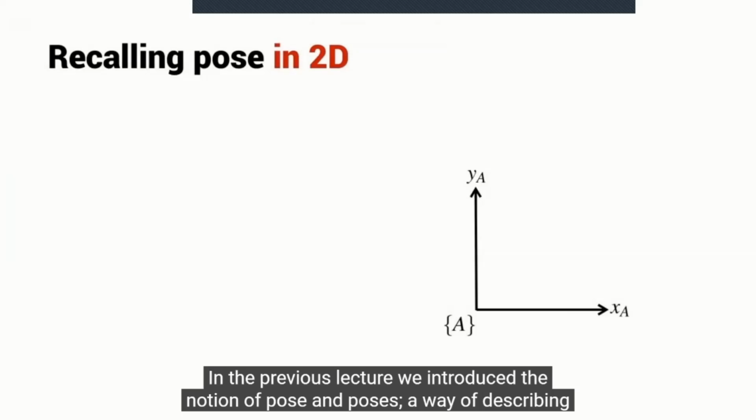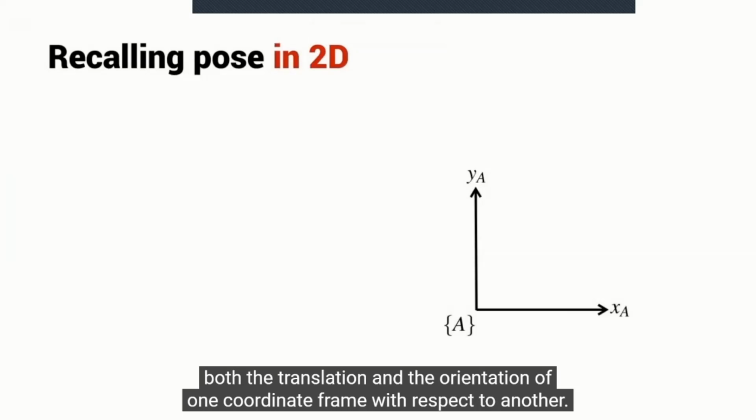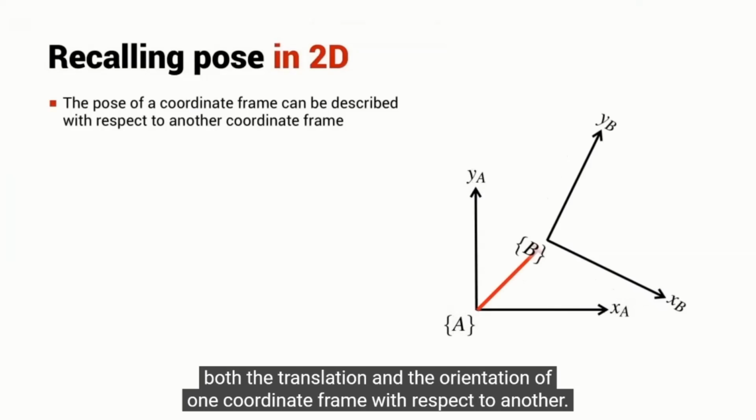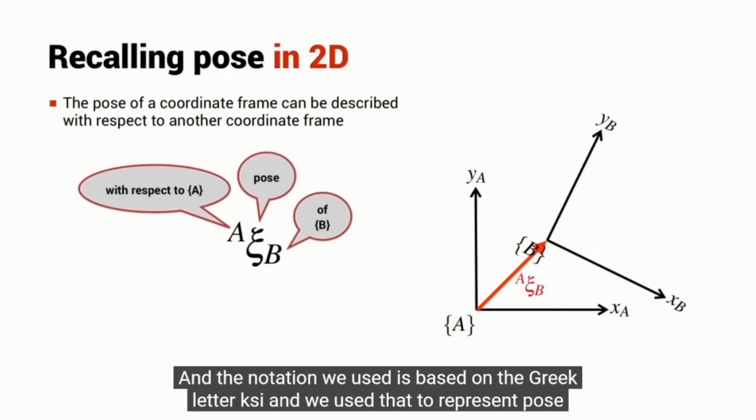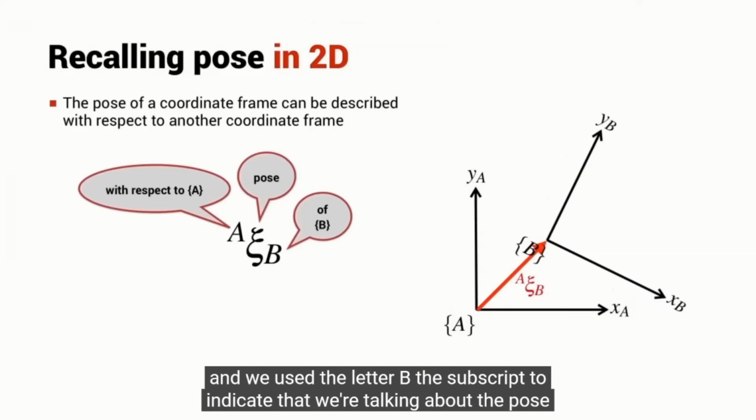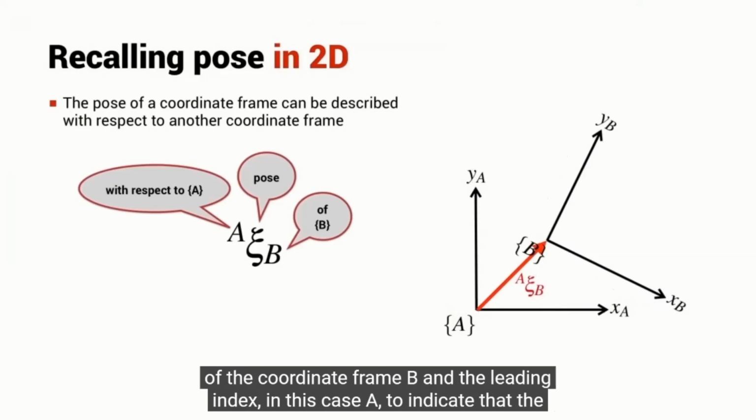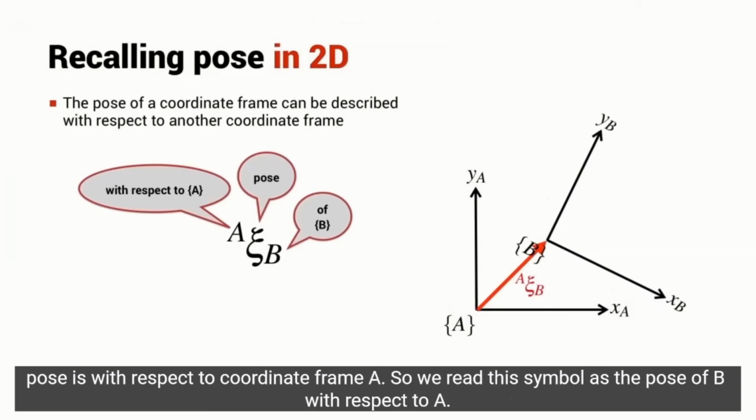In the previous lecture, we introduced the notion of pose, and pose is a way of describing both the translation and the orientation of one coordinate frame with respect to another. And the notation we used is based on the Greek letter psi, and we use that to represent pose. And we used the letter B, the subscript, to indicate that we're talking about the pose of the coordinate frame B, and the leading index, in this case A, to indicate that the pose is with respect to coordinate frame A. So we read this symbol as the pose of B with respect to A.